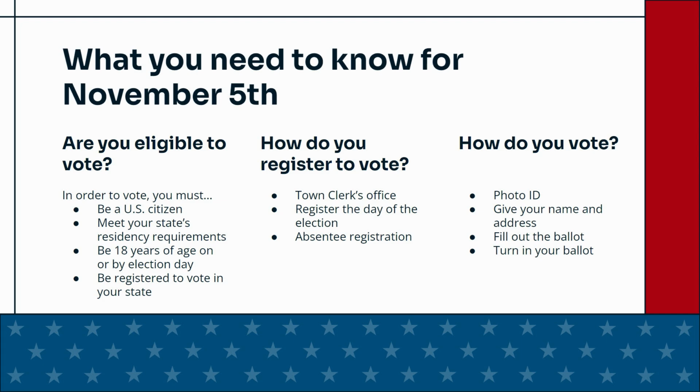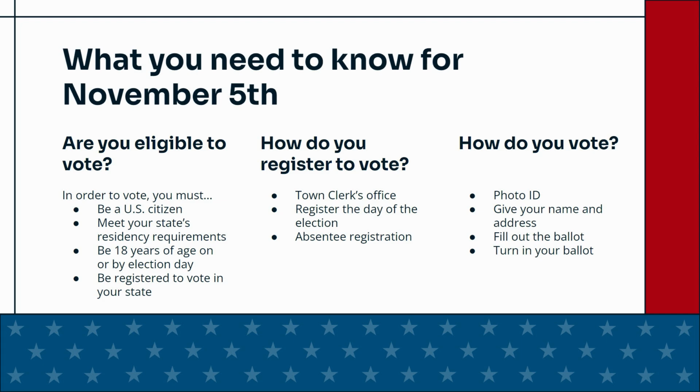If you're out of town or you have a disability that prevents you from going to vote, you can register using the absentee process. When you get to the polls on election day, you will need to show the ballot clerk your photo ID. And if you don't have a photo ID, you will need to fill out a form called an affidavit. Once this is filled out, your photo will be taken. After you present your photo ID or fill out an affidavit, you will need to give your name and address, and then the clerk will hand you your ballot.